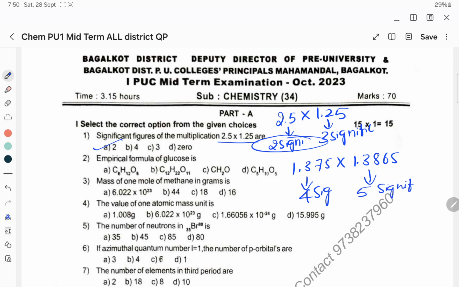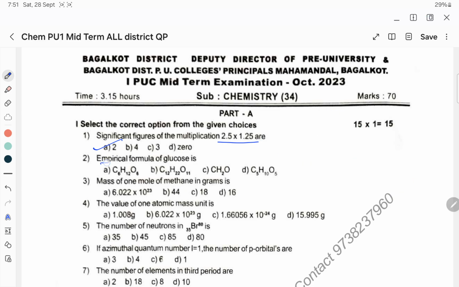Now if they ask the question, significant figures of the multiplication 1.375 into 1.3865, the correct answer is 4 significant figures. I think this answer is clear. Next, move on to the second question.